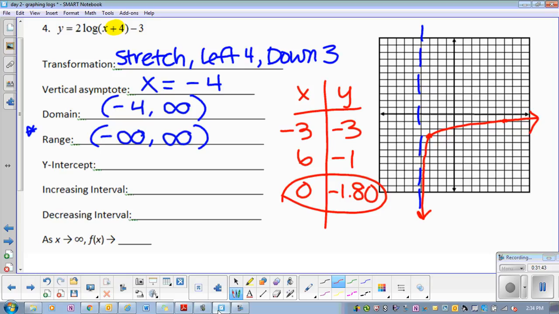There we go. Pretty good, right? So we found our y-intercept, (0, -1.80).